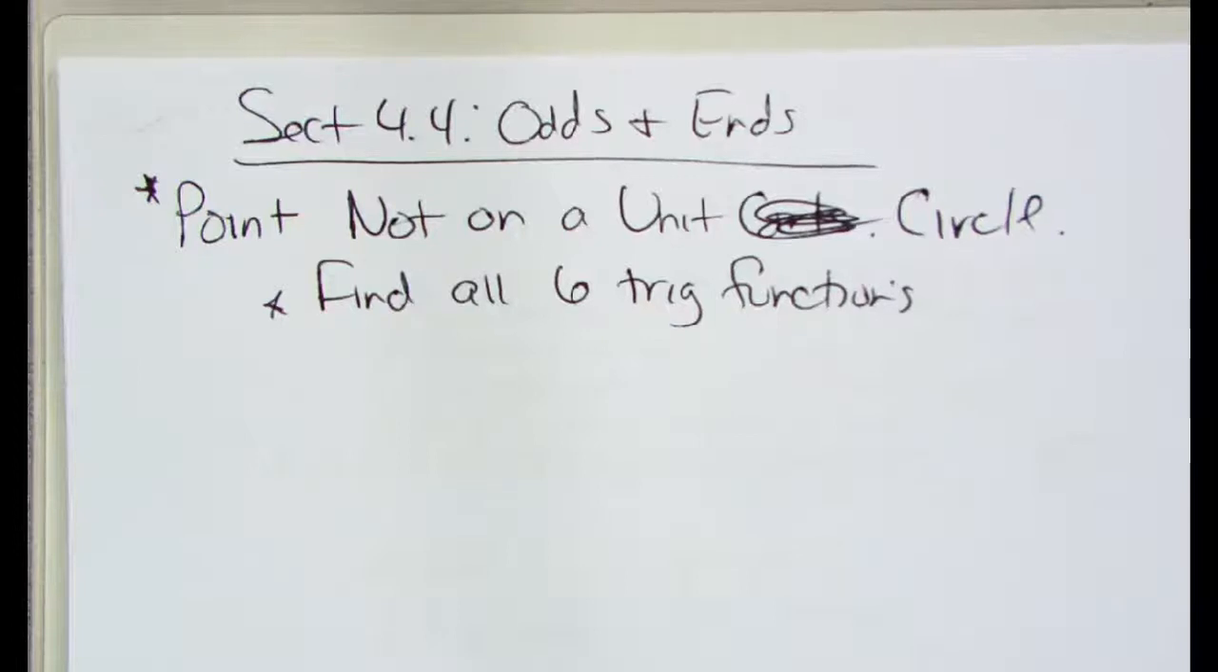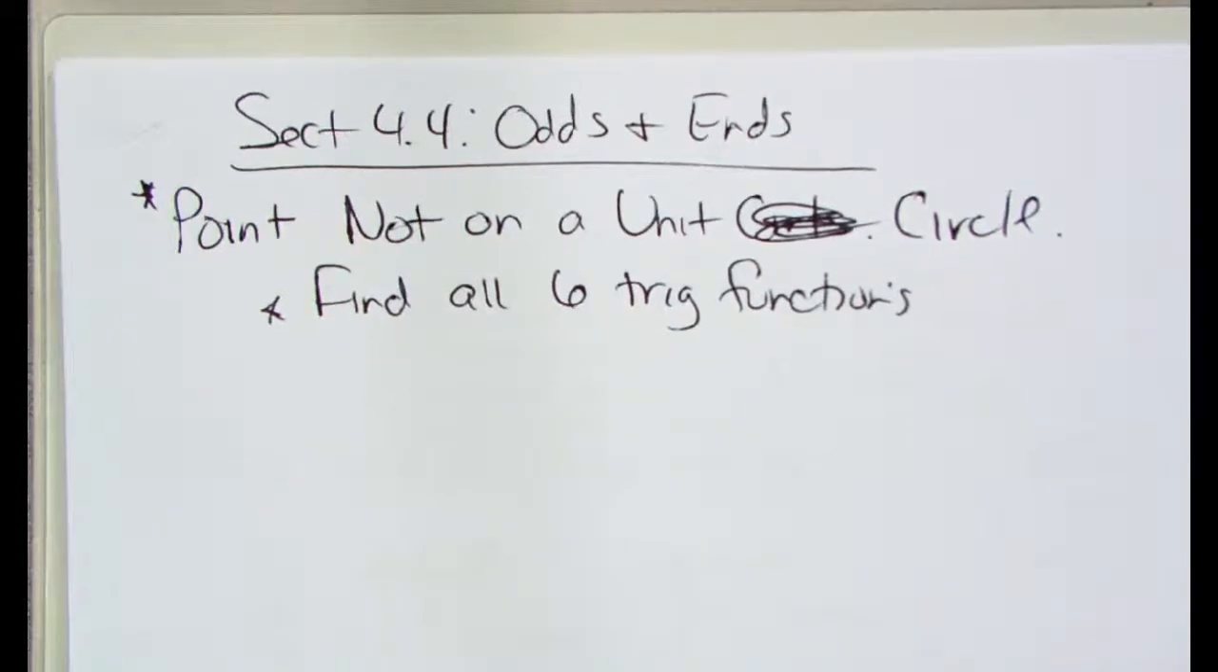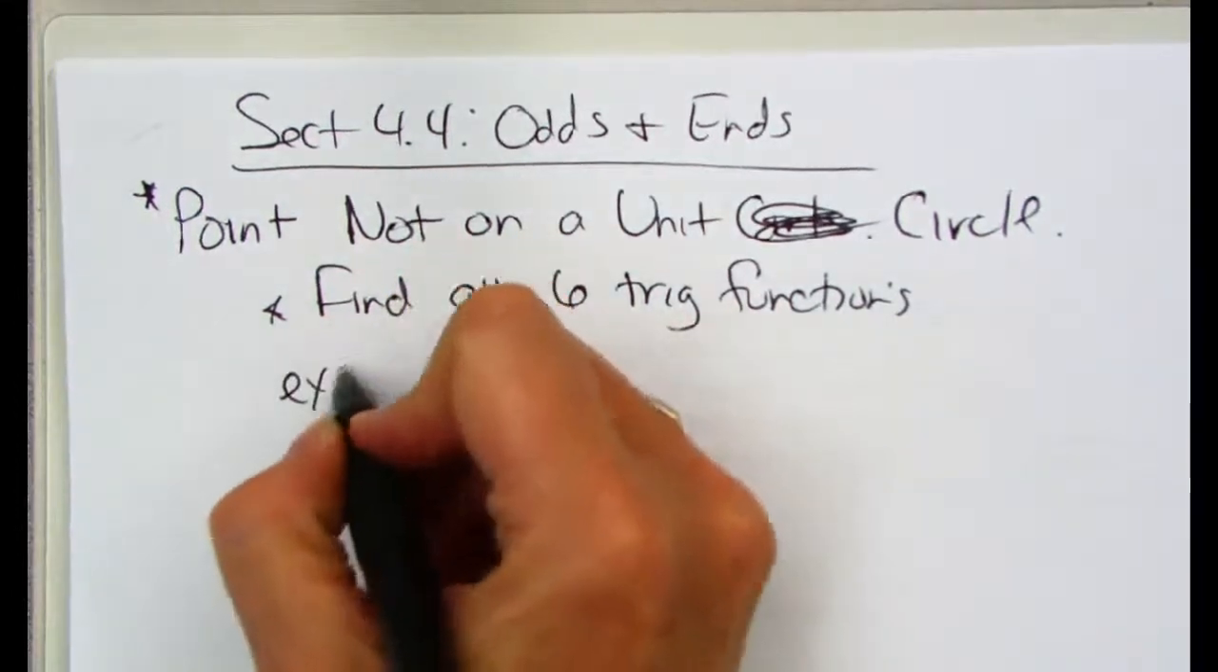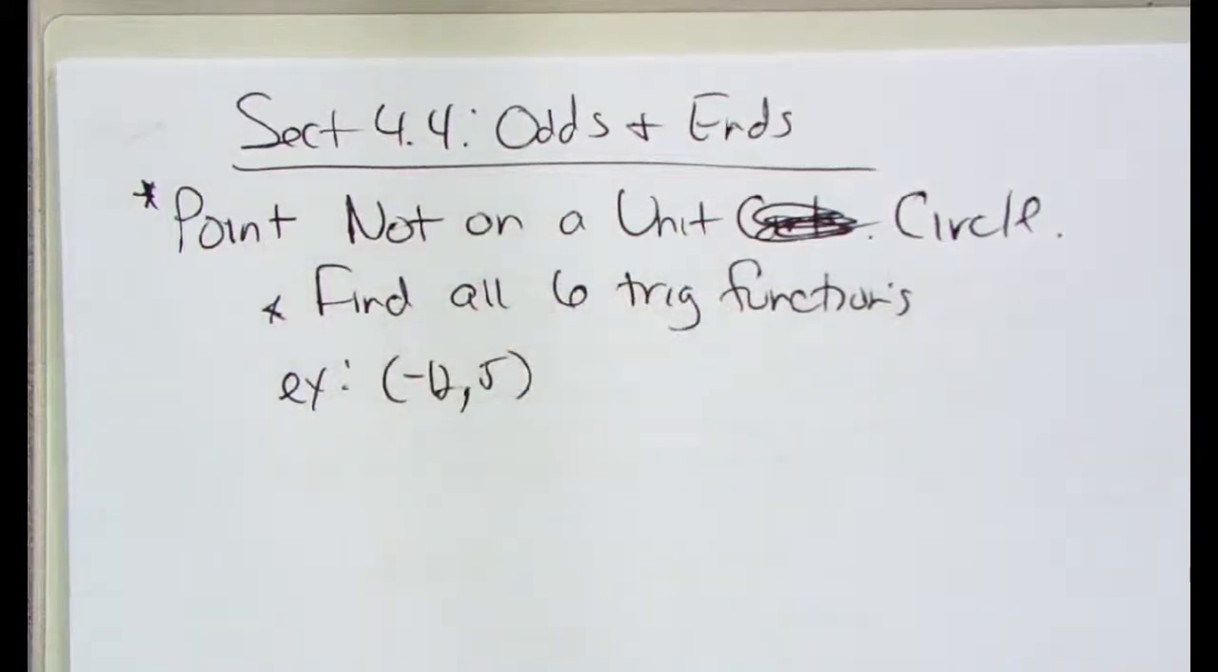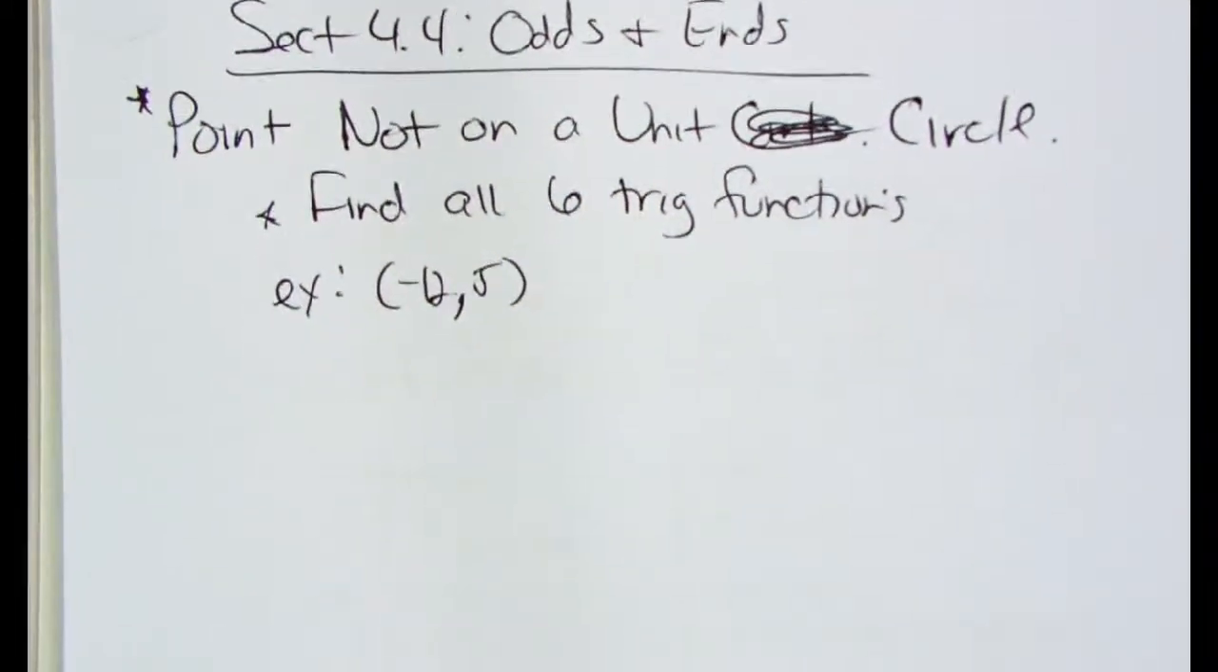The hypotenuse is not 1 anymore. Okay, so let's do our first example. I'm going to have a point, negative 12, 5. So first off, what quadrant is that in?